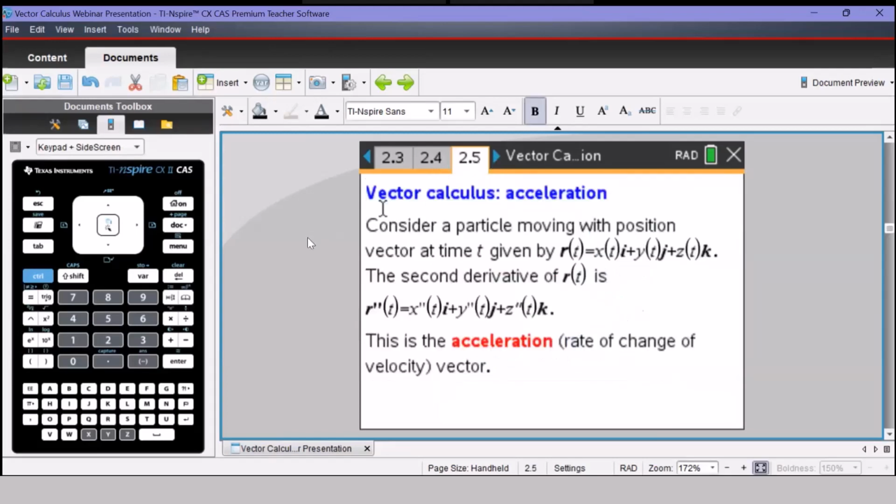And correspondingly, acceleration, consider a particle again, same position vector. And basically what we do is we differentiate x of t, y of t, and z of t twice to form the second derivative of r of t. And this is the acceleration vector, or the rate of change of velocity vector. So when you're performing differentiation and anti-differentiation, we call it you're differentiating component-wise or anti-differentiating component-wise, essentially.